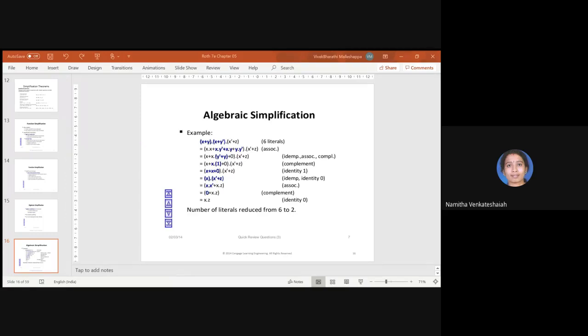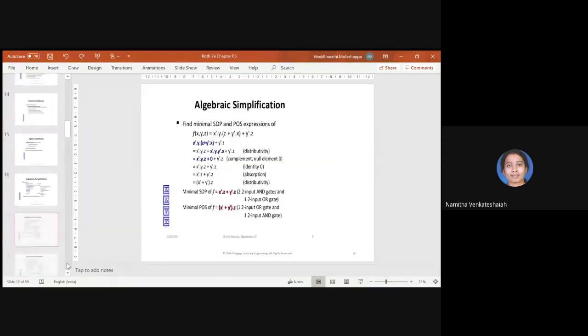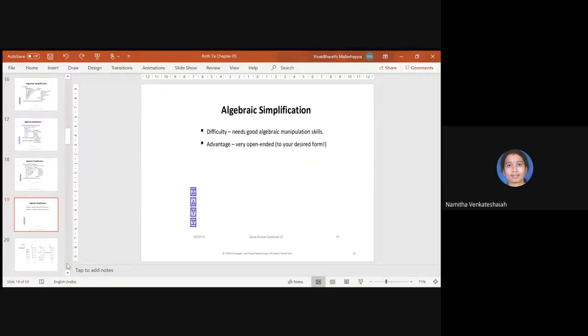Okay, students, let us go to the next topic, students. Very easy, but you have to follow me. See, this algebraic simplification has some disadvantage. What is the disadvantage? It needs intuitive learning. You should be able to put which law at which time.